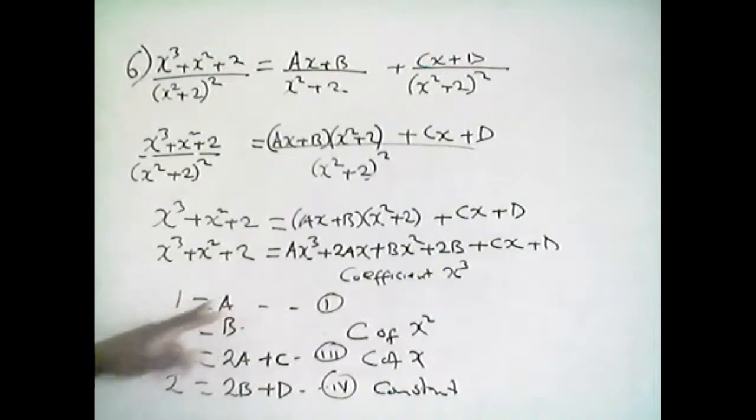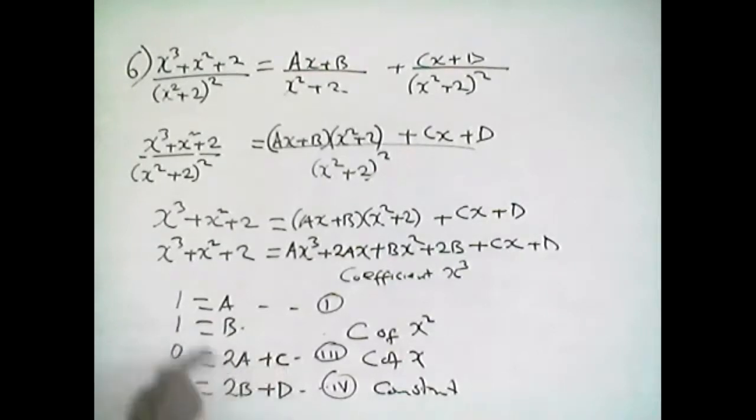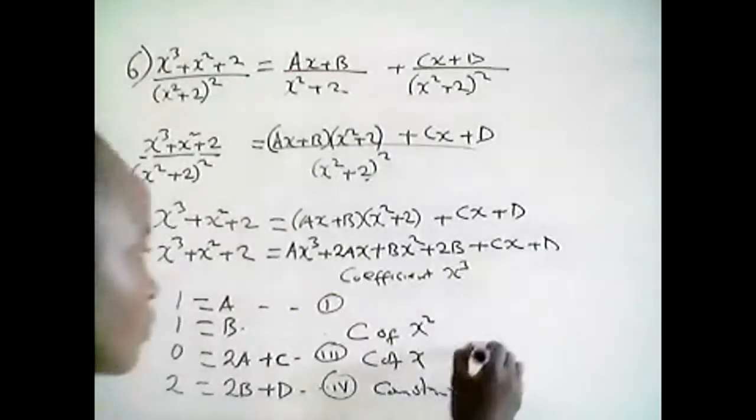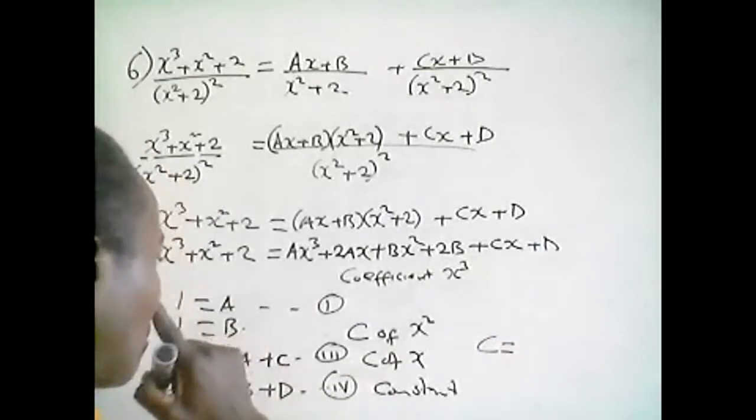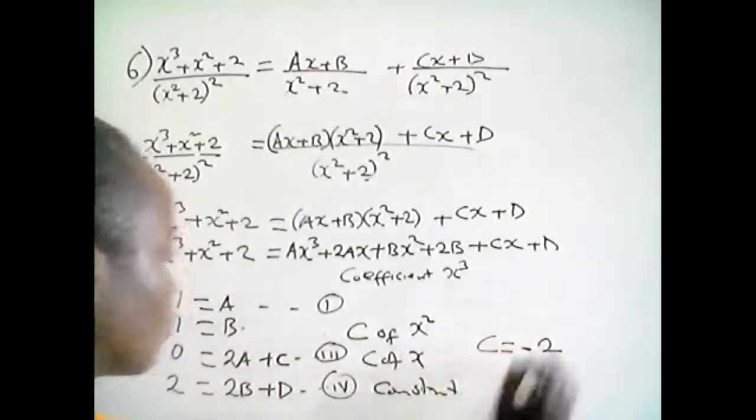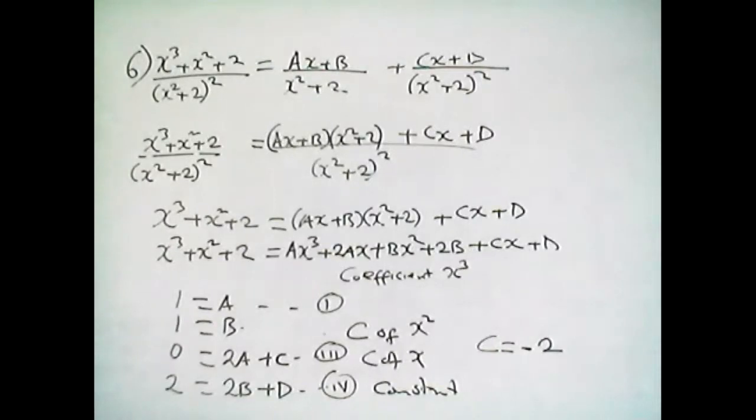So if a is 1 and b is 1, what is going to be the value of c? From equation 3, where there is a, we put a 1. So we're going to have 0 equals 2 plus c, implying that c is equal to negative 2. If c is equal to negative 2, what do you think the value of d is going to be? Already our b is 1. When you put a 1 here, we get 2 equals 2 plus d, implying that 2 minus 2 gives us 0 for d.